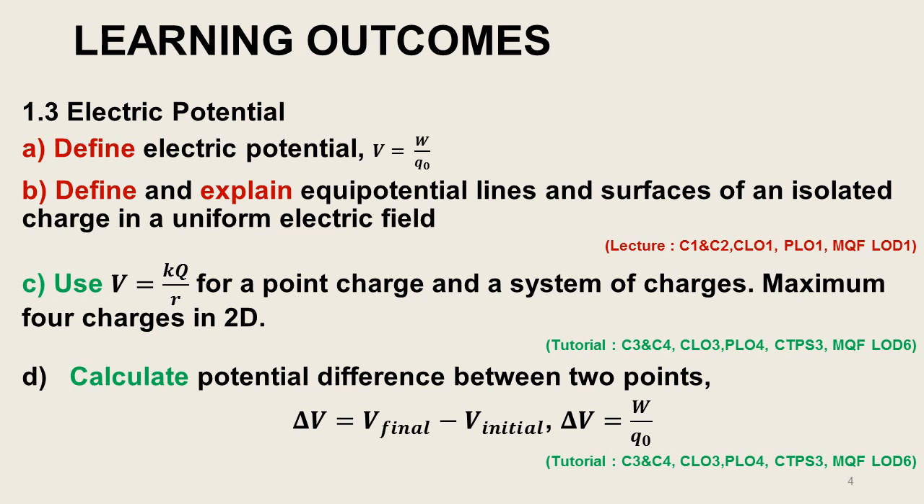Another learning outcome is 1.3 electric potential. a. Define electric potential. b. Define and explain equipotential line and surface of an isolated charge and in a uniform electric field. c. Use V equal to kQ over r for a point charge and a system of charges, maximum of 3 charges in 2D. d. Calculate potential difference between 2 points.